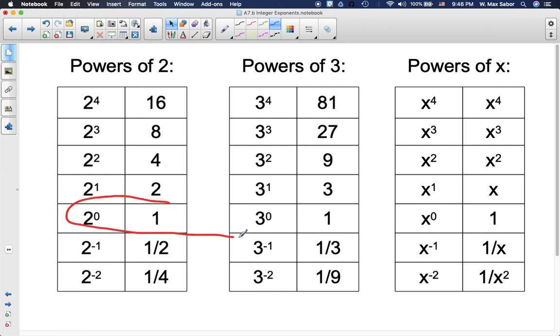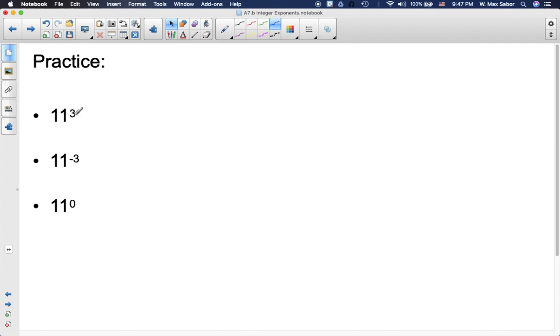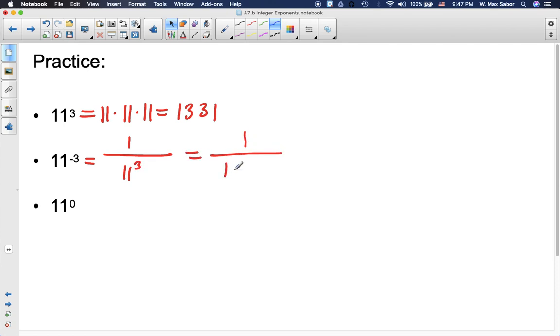You will note that for all of these, whatever number it is to the 0th power gives you 1. No matter what, any real number except 0 to the 0th power is 1. And once we start putting negative exponents, it is division. So that's how we apply this. 11 to the third is 11 times 11 times 11, which is 1,331. So 11 to the negative third is 1 divided by 11 to the third, or 1 divided by 1,331. And anything to the 0th power is not 0. It's very tempting to say it's 0. It's 1.